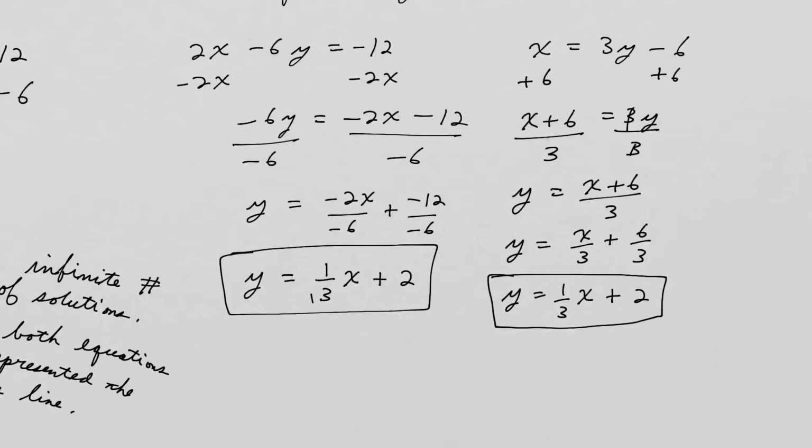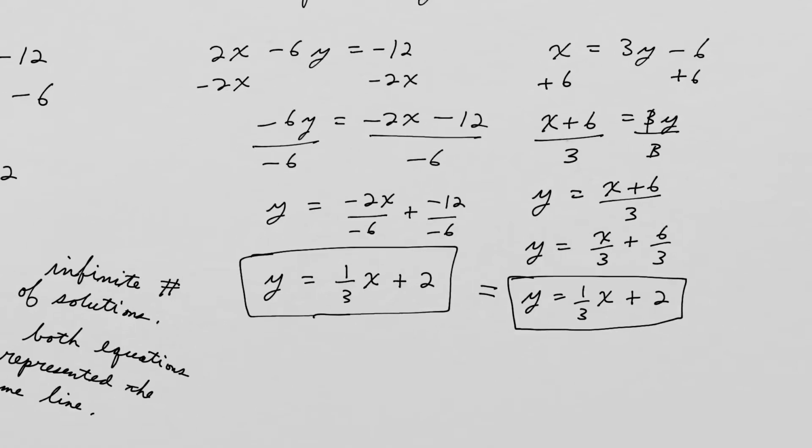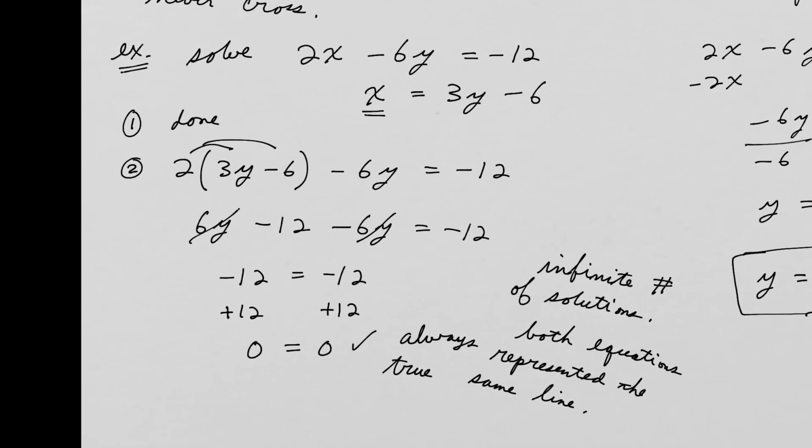So if you look at that, you can see that in reality, these equations are exactly the same, right? They represent exactly the same line. So that's why there was an infinite number of solutions. That's why when we tried to solve it, we got 0 equals 0 or negative 12 equals negative 12, right? You can stop at either place. If we get something that's always true, that means there's an infinite number of solutions, and that's because both equations really were the same line.